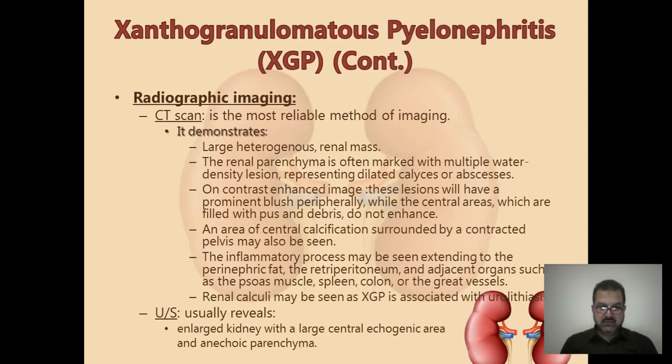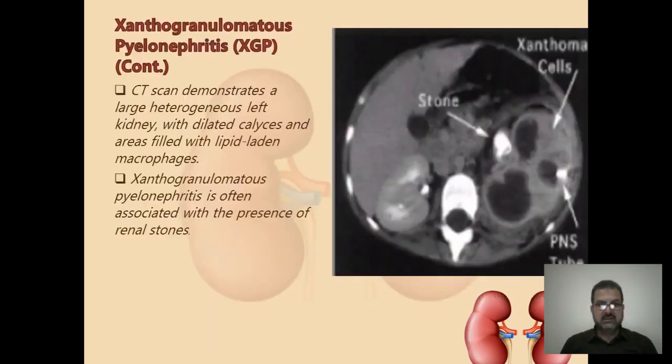Ultrasound also can show the large kidney. Here we can see a large heterogeneous left kidney with dilated calyces and areas filled with lipid-laden macrophages. As you can see here in the white arrow, there is a stone in this kidney also. Most of the cases you will find a stone in these kidneys.